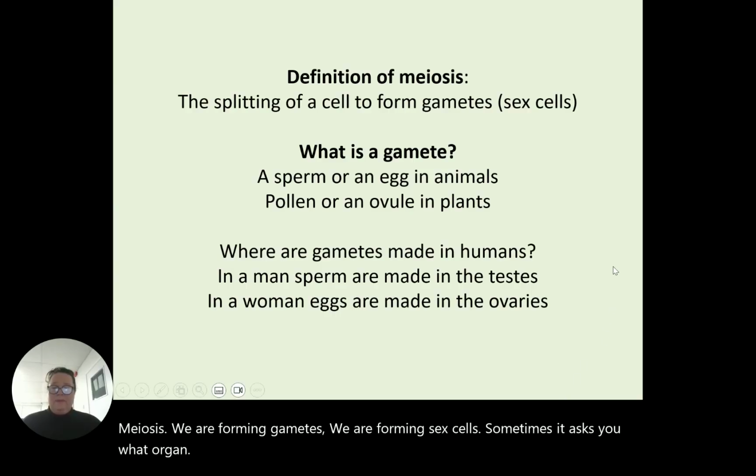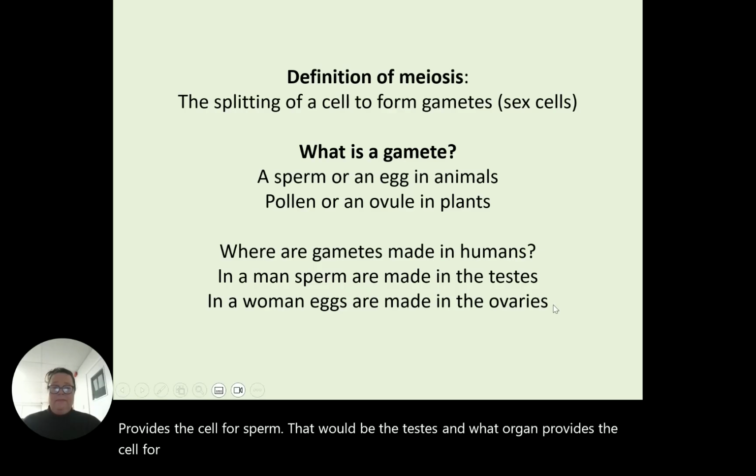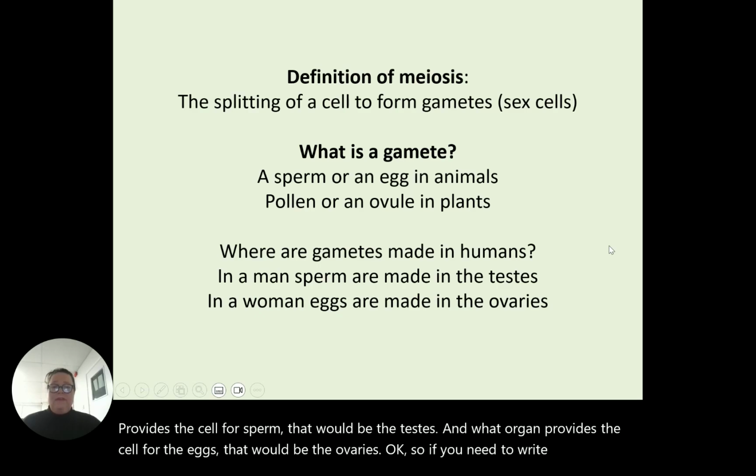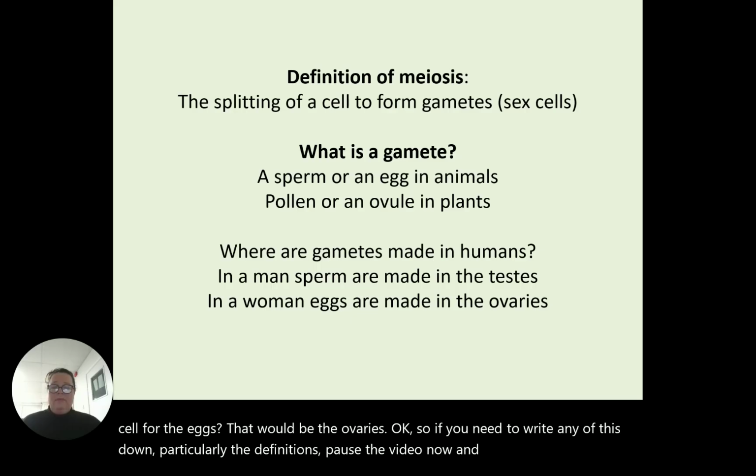Sometimes it asks you what organ provides the cell for sperm. That would be the testes. And what organ provides the cell for the eggs? That would be the ovaries. Okay, so if you need to write any of this down, particularly the definitions, pause the video now and then we go.